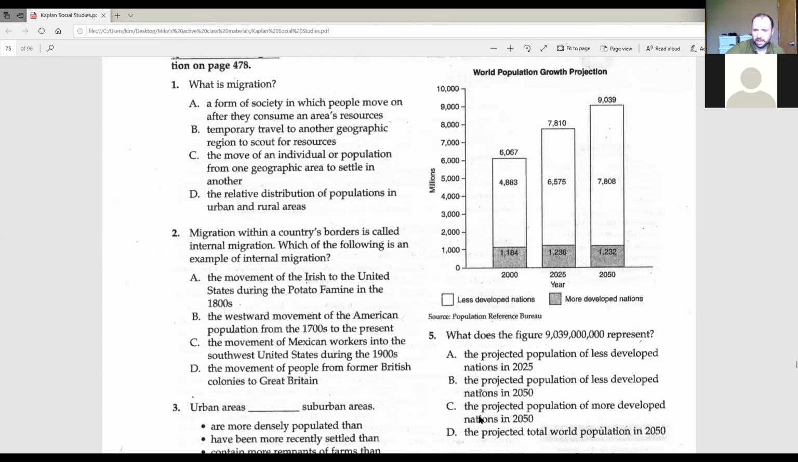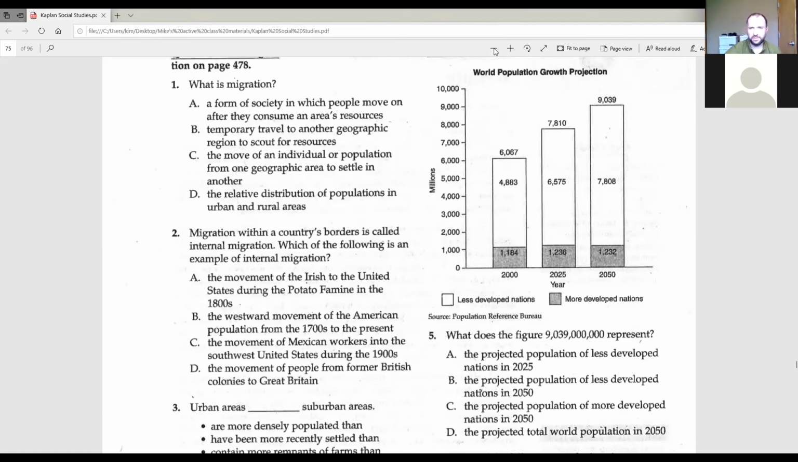Okay. Now, B, C, and D all deal with 2050, but let's look closely at them, right? Notice we have 1, 2, 3 numbers. This number here represents the projected population of developed nations. This number represents the projected population of, I think I said less. This is more developed. This is the projected population for less developed. So what is this number? The answer is D. It's the projected total world population in 2050.